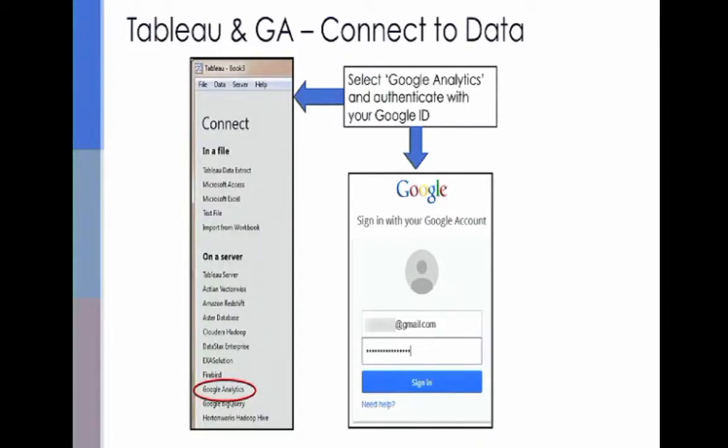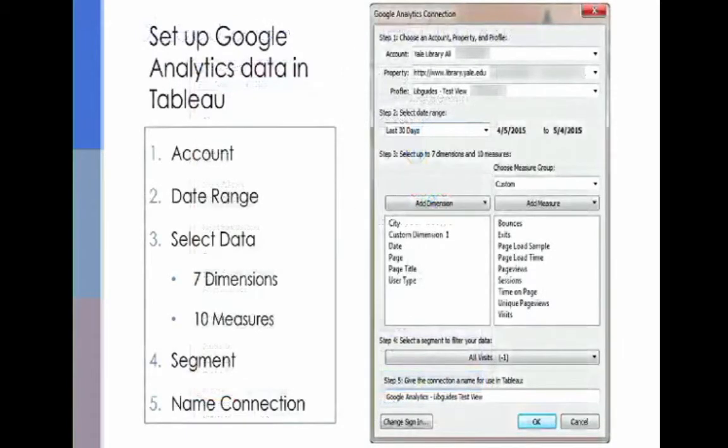If you've been working with Tableau a lot, you probably have been playing with the file section, but we're going to explore some of the on-the-server connections. And Google Analytics is one of the options there. If you select Google Analytics, you are prompted at that point. It connects out to Google. You authenticate with your Google ID, and that allows you to pull in data and metrics directly from your instance of Google Analytics. All right. This is what that looks like.